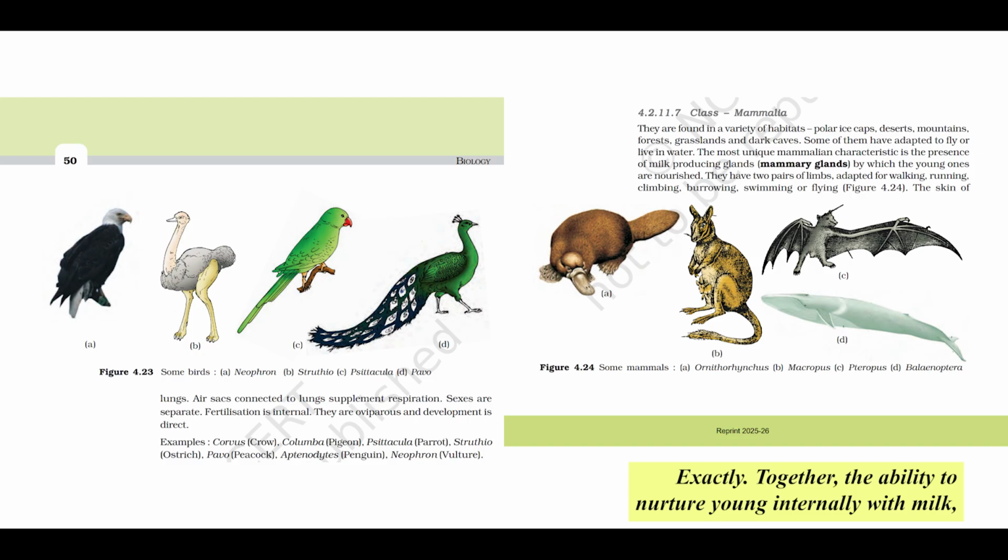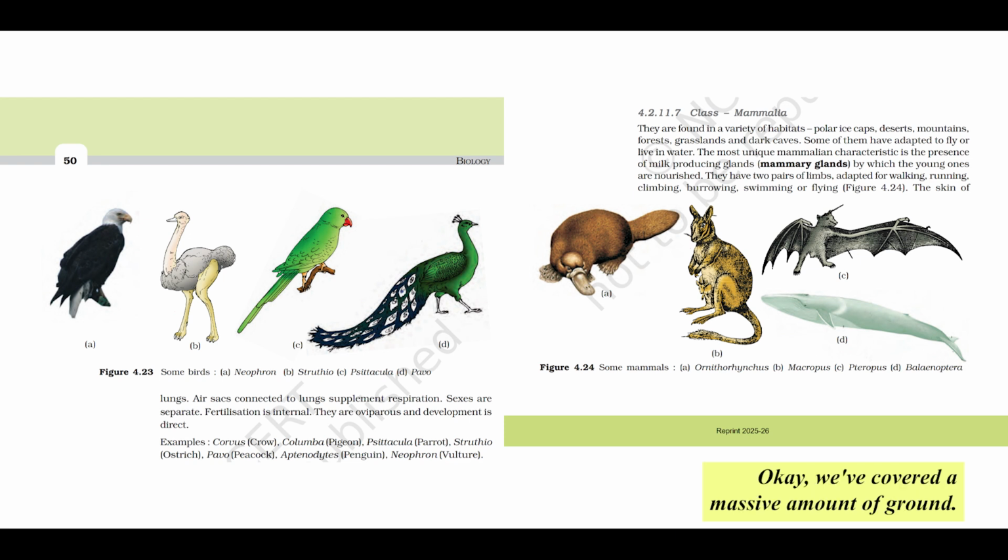Together, the ability to nurture young internally with milk, ensuring high survival and learning potential, combined with the capacity to physiologically regulate body temperature using hair and high metabolism, allowed mammals to break free from many of the environmental constraints that limit other vertebrate groups. This enabled them to successfully occupy and diversify into an incredibly vast array of ecological niches across almost every habitat on Earth, from the deepest oceans to the highest mountains, leading to their remarkable evolutionary success and complexity. Mammary glands and hair, truly key mammalian innovations.